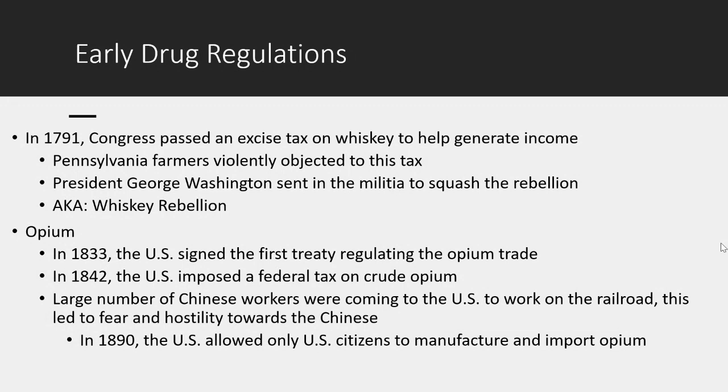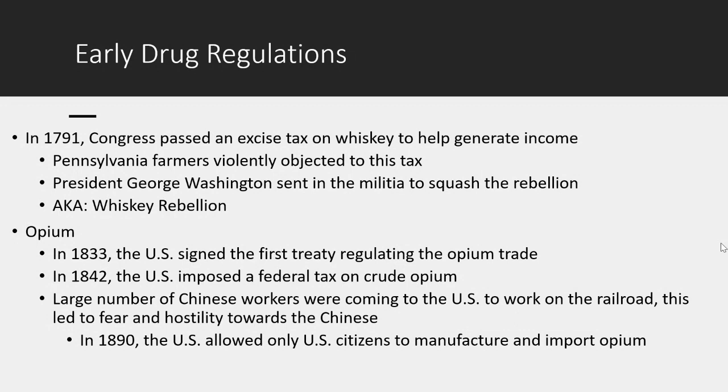At the time, President George Washington sent in the militia to squash this rebellion. It was called the Whiskey Rebellion. And it really showed that we were a country. This was sort of a test. Can the nation back up what they're trying to do? And obviously it did. Then we have opium.